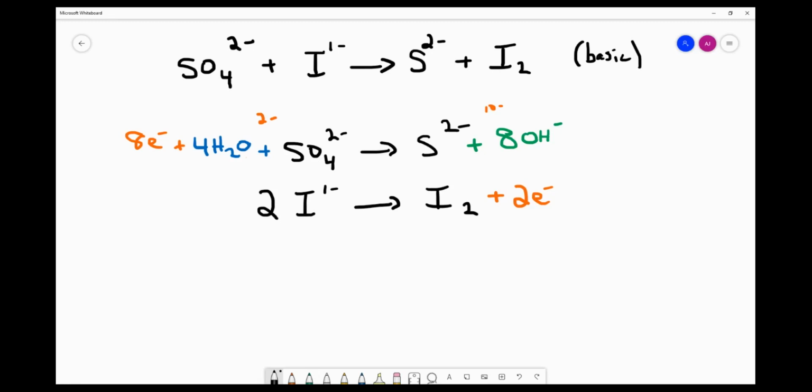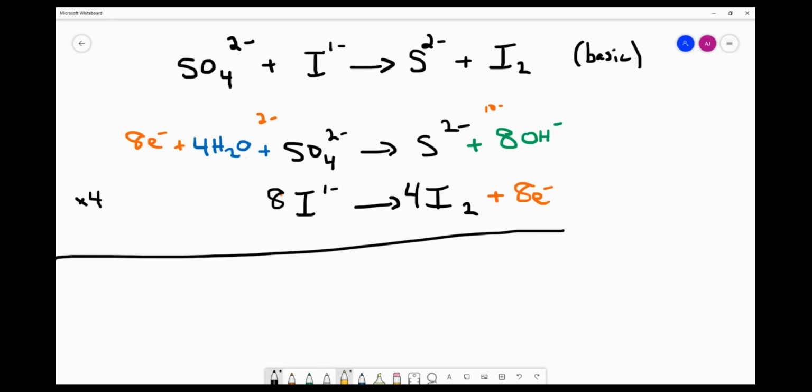Okay, here's the process of finishing off this reaction. To make electrons lost equal to electrons gained, all I need to do is multiply the second reaction by 4. So I'll multiply every species by 4, and now the electrons lost equals the electrons gained. Now we can sum the reactions and cancel out any spectators. The only spectators in this reaction will be the electrons, which, as we know, should cancel out, and we can rewrite the rest of the substances in our final equation.